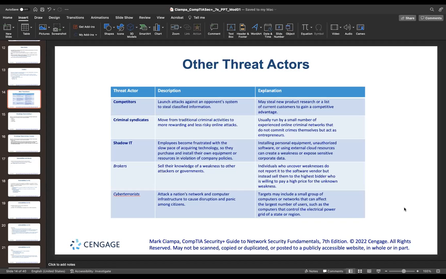And finally, we have the cyber terrorists. Targets may include a small group of computers or networks that can affect the largest number of users, such as the computers that control electrical power, PG&E, for example, right? Or the gas. Anybody heard about the Colonial Pipeline cybersecurity incident? Yes, of course. So that was one of these issues. Right after that, PG&E started implementing very tough procedures and security countermeasures. And actually, TSA got involved. TSA created the directive for all the utility and gas companies around the United States to follow more restricted controls. So that's what we call the cyber terrorists.